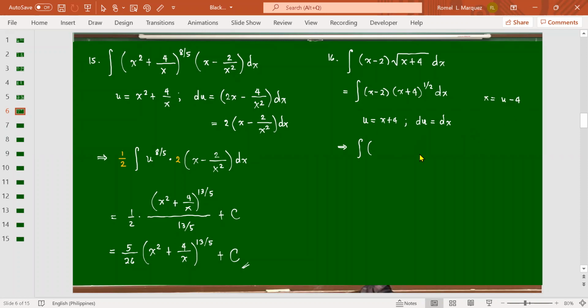So you have u minus 4 minus 2, so minus 6. And then what is x plus 4? U raised to 1 over 2. What is dx? du. Okay. Then next step. Distribute po yung u raised to 1 half. So magiging u raised to 3 over 2 minus 6 u raised to 1 half, quantity du.